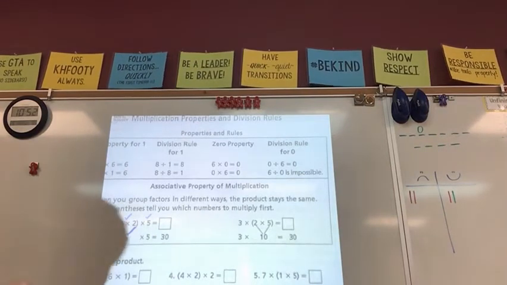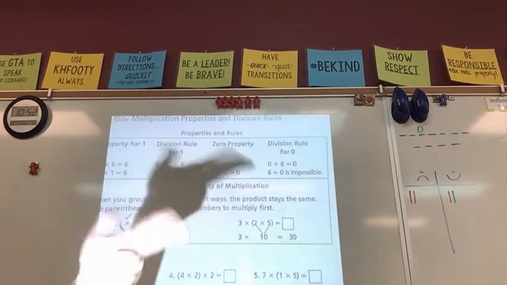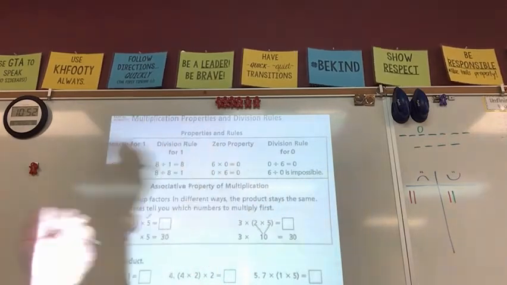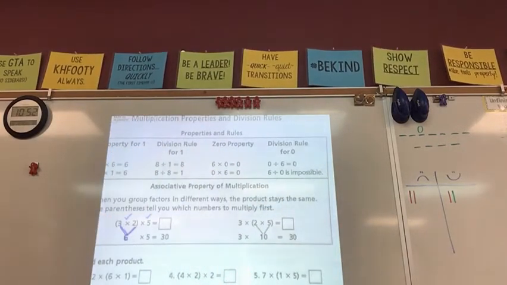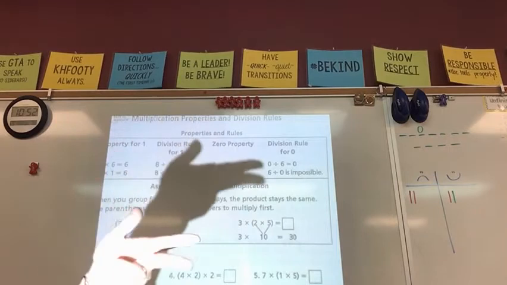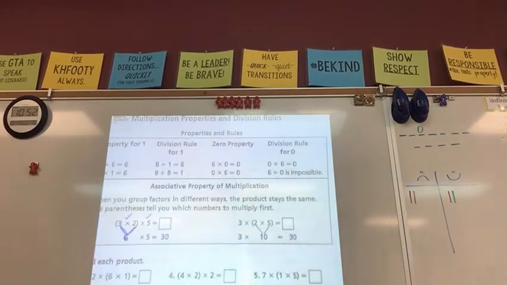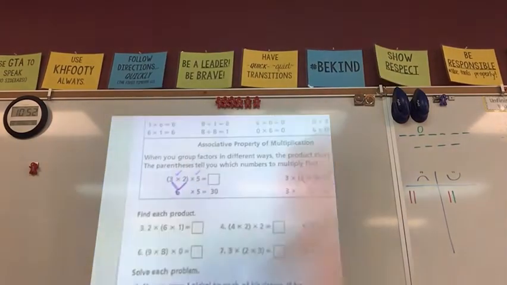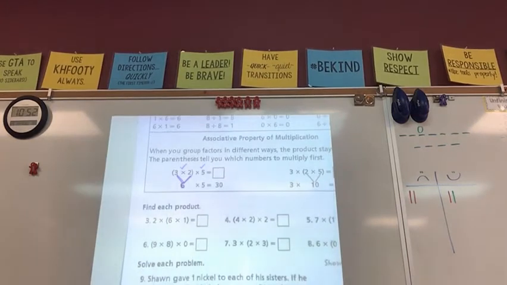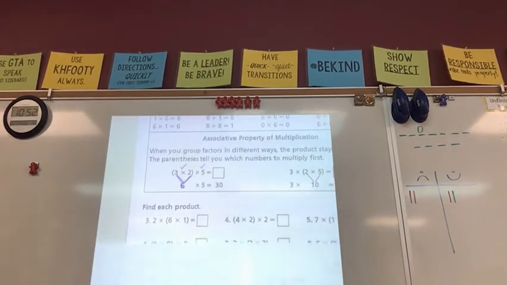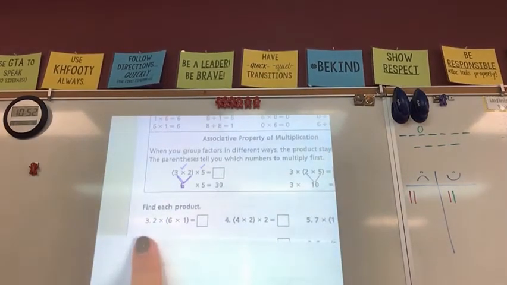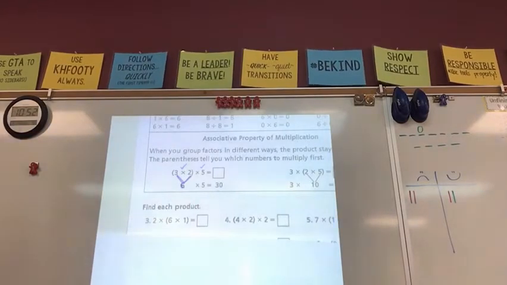Ooh, count by fives really quick for me. 5, 10, 15, 20, 25, 30. Oh, we gotta stop at 6. Ready? 5, 10, 15, 20, 25, 30. 6 times 5 is? 30. I want you to try this one on your desk. Remember, do the parentheses step first, the 6 times 1 first, and then multiply it by the next number.